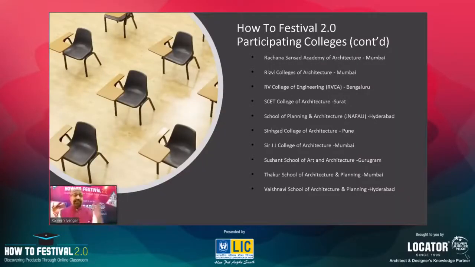Rachna Sansad, these are all in alphabetical order, as you can see. Rachna Sansad, Mumbai, Rizvi College, Mumbai, RV College of Engineering, Bengaluru, SCET, Surat, School of Planning and Architecture, JNFU, Hyderabad, Sinhagad College, Pune, JJ College of Architecture, Mumbai, Sushant, Gurugram, Thakur School of Architecture, Mumbai, and Vaishnavi School of Architecture and Planning, Hyderabad. What a lineup.